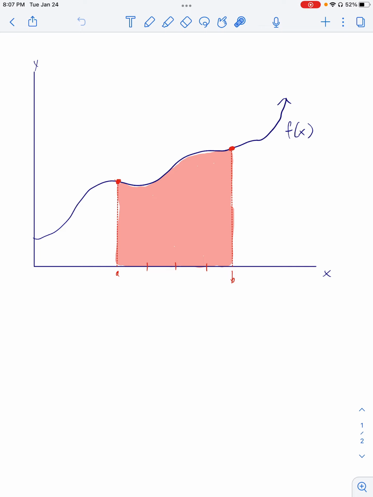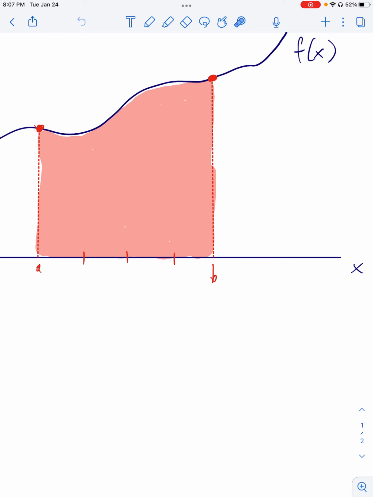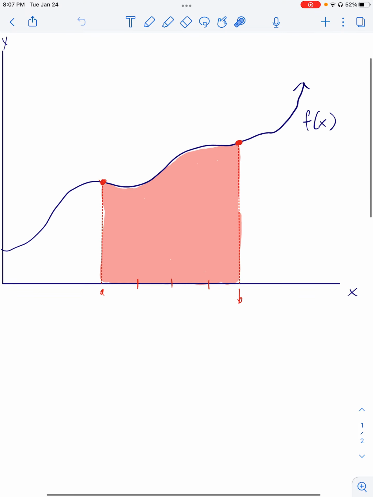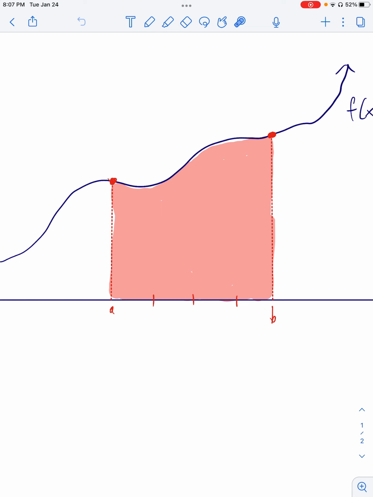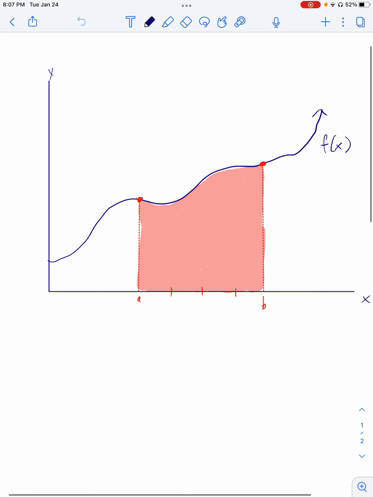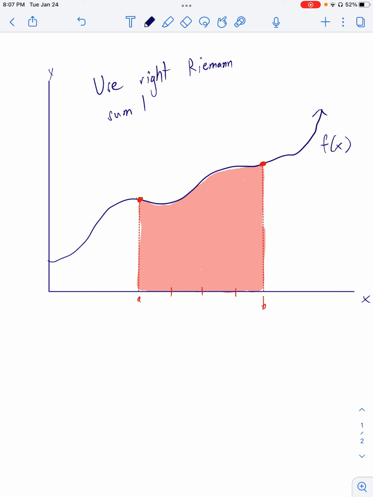And then I've drawn two x values, x equals a and x equals b, and I've shaded in the region underneath f of x, underneath the curve from x equals a to x equals b. Okay, let's use a right Riemann sum to find this area. So I'm going to do that real quick.